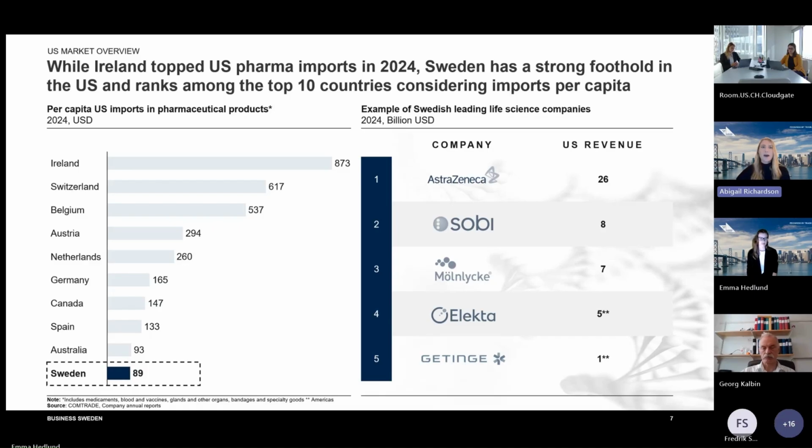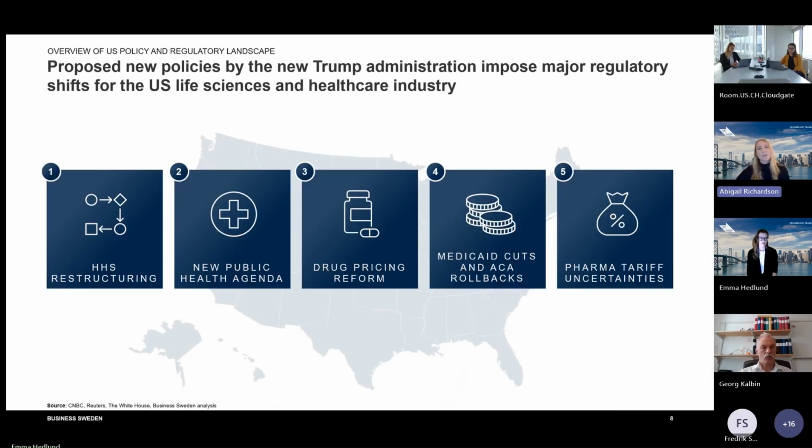So with that, I think we can go ahead and maybe pivot over to what we're seeing with the new administration now that we're aligned on what we're seeing in the U.S. as far as the market goes. I think with this new administration, we're really seeing some of the most significant regulatory shifts for years in the U.S. healthcare and life science sector. As we see it at Business Sweden, there are really five key areas that are reshaping the business environment for global companies, including Swedish SMEs.